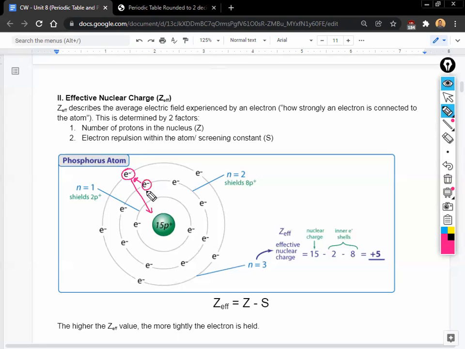But anyway, as the protons in the nucleus pull the electrons in, the other electrons push those electrons away. Okay, and that's why we call it chemistry, right?